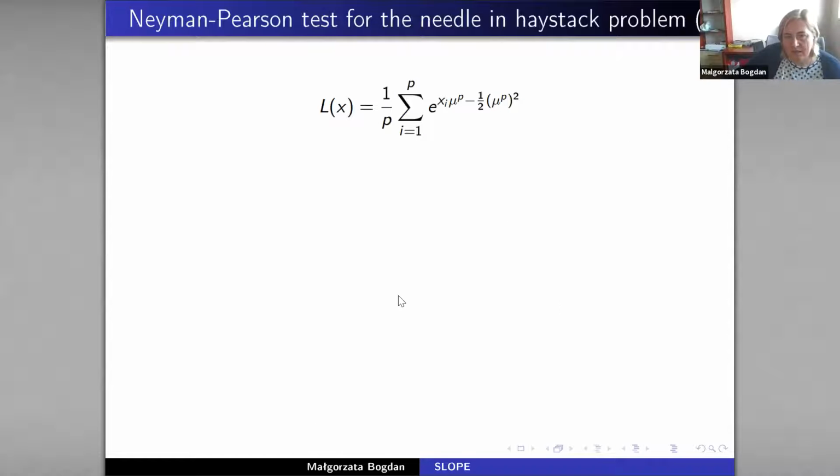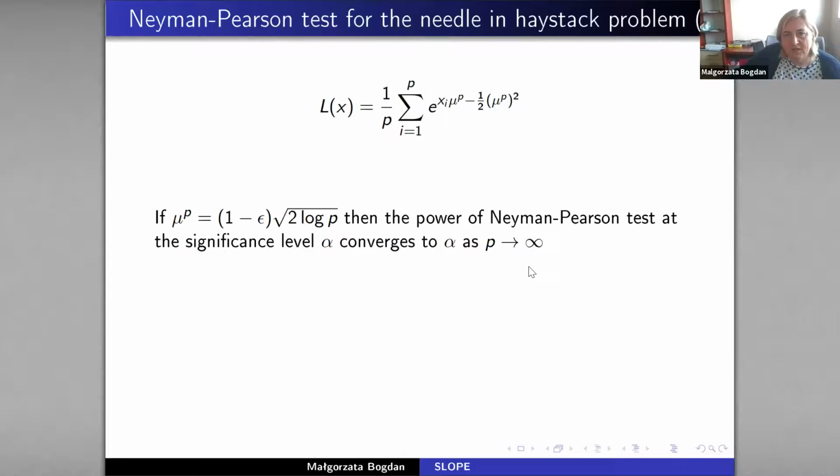This is the statistic, so I'm not going to go through the derivation. What I wanted to tell you is that this optimal test, the best test which you can create, is still not capable of identifying a needle if it is shorter than the square root of 2 log p, asymptotically. So the Bonferroni correction, in a way, provides the optimal detection threshold in the situation when you have a needle in haystack.